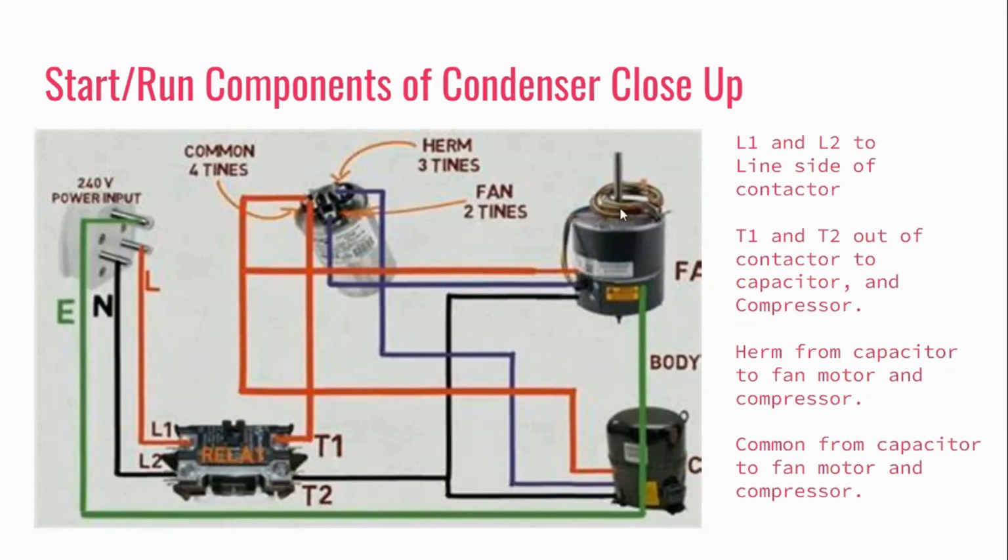So yeah, that's basically it. So L1 and L2 line side of contactor, T1 and T2 out of contactor to capacitor and compressor, Herm from capacitor to fan motor and compressor, and then common from capacitor to fan motor and compressor. So we always have a common as well. And then we also always have a ground, or we hope we always have a ground in a perfect world.